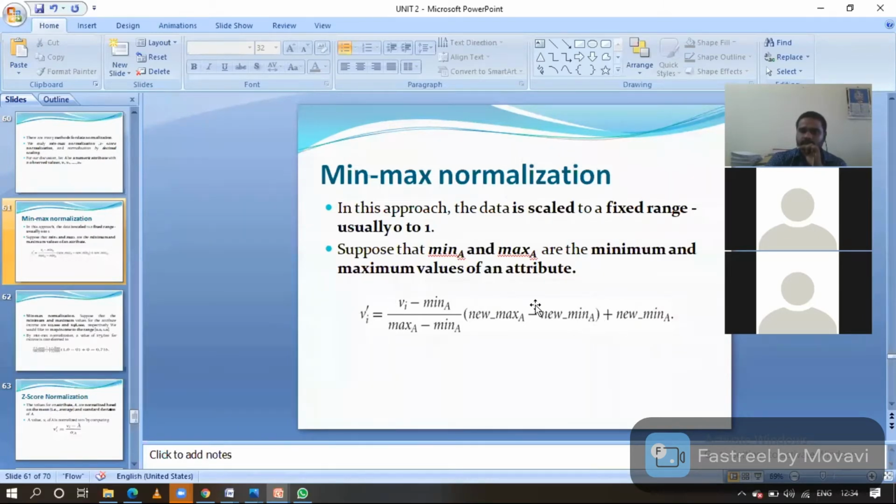We know all the values here: new max, new min, the minimum value of the old range, the maximum value of the old range, and the vi value also. This is the formula. Write down this formula, all of you. By using this formula, I'm going to do one problem.